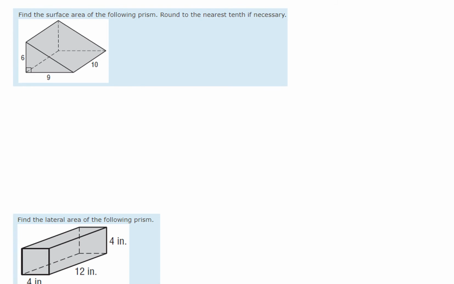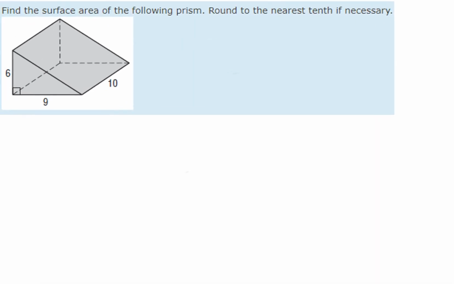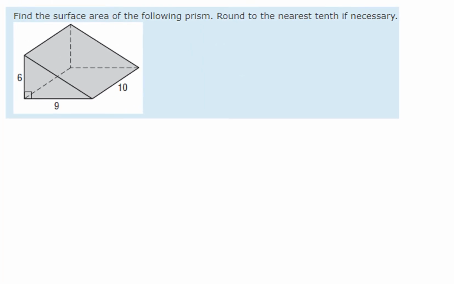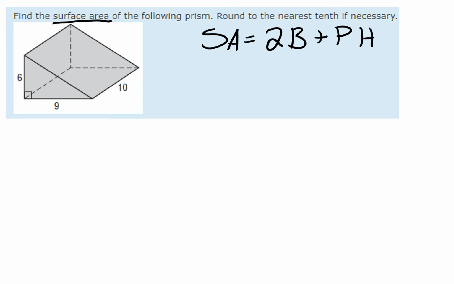Here's a third example. This third example here, we're still looking at surface area. So we're going to start off with our formula, 2 times the area of the base plus the perimeter of the base times the height.